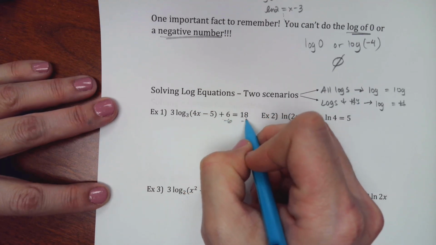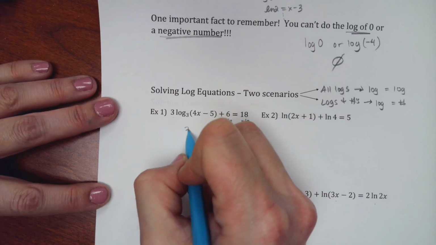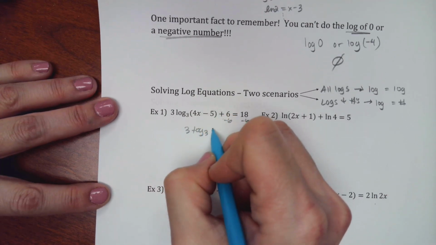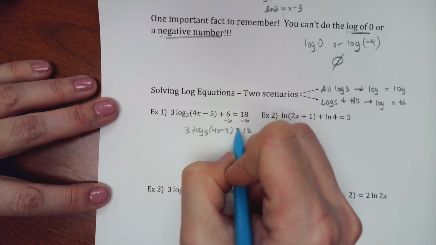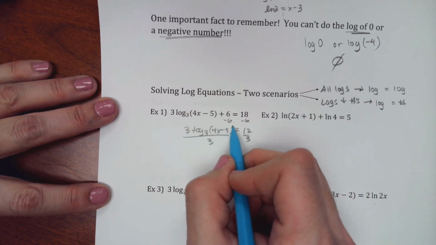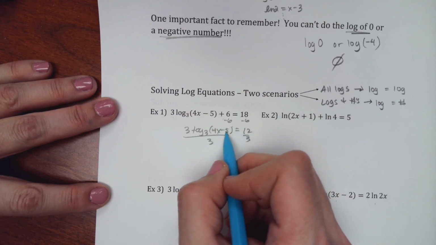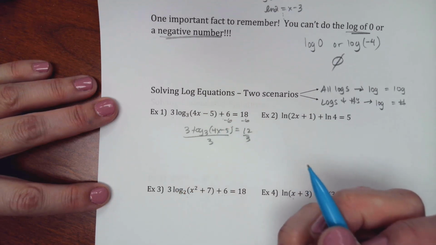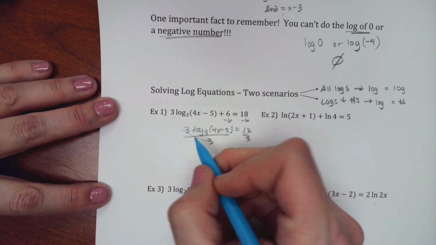So let's take away 6. It gets me 12. All right, and then divide by 3. So I could put the 3 as a power, but that's going to be worse. Like 4x minus 5 to the 3rd power, that's going to be gross to solve with. So I'm going to cancel it out this way.